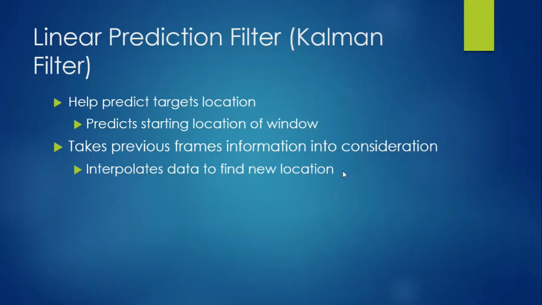The way the mean shift algorithm works is on the current frame, we will start at the location of where the target was on the previous frame. With a Kalman filter, we will not use that last frame location. Instead, we will predict where it will be on this current frame. That way we are much closer to the actual location, and the statistics are going to be more accurate.